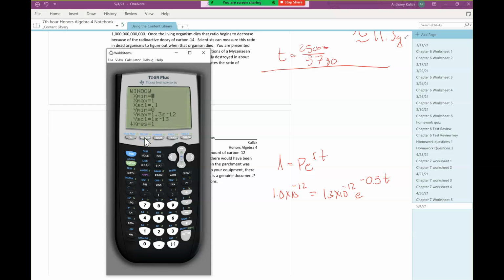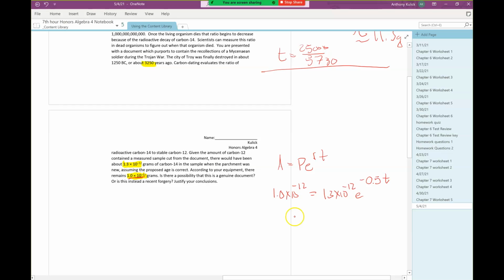We'll set a window now. Oh, we just set our window. Sorry, we'll draw a graph. So there's my sample. There's what I got for the intersection. So second, trace, intersect command, enter, enter, enter, and I get 0.52, let's say 0.525.